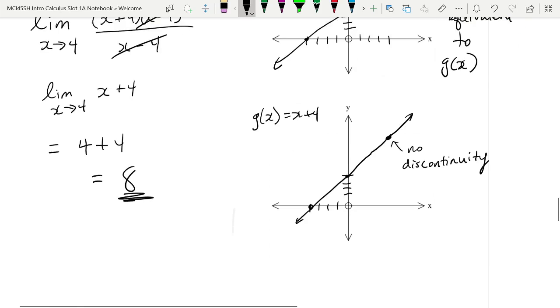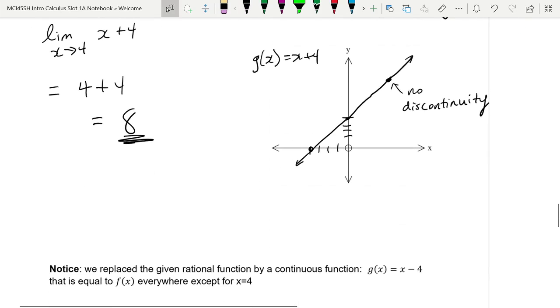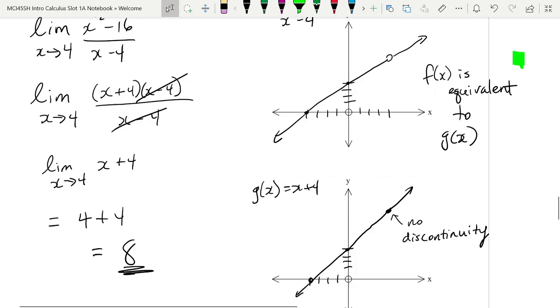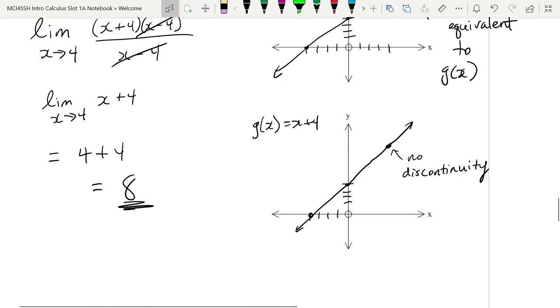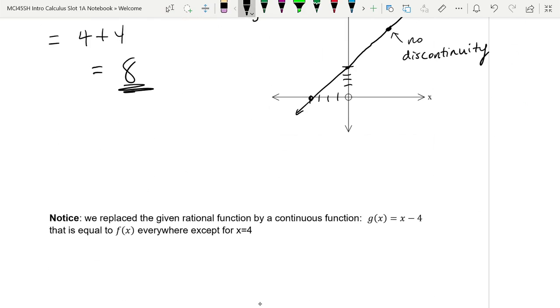Okay, and there's a little note at the bottom here. Notice we replaced the given rational function by a continuous function of x. Didn't I replace it with x plus 4? Hang on, did I copy this wrong? No, I did. This should be a plus 4 down here. Does yours say plus 4?